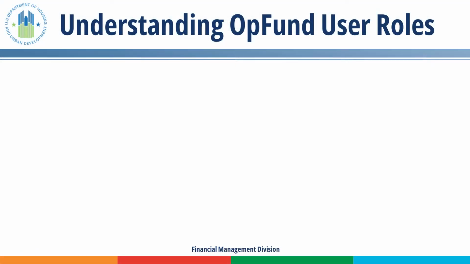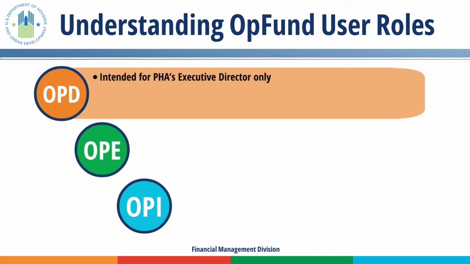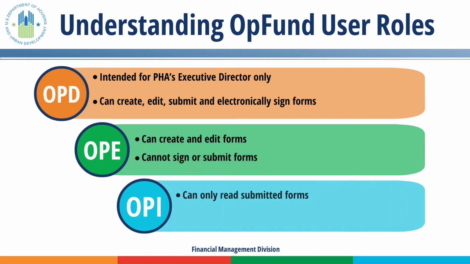The OpFund web portal designates three types of user roles: OPD, OPE, and OPI. The OPD user role is intended for a PHA's executive director only. This user can create, edit, and submit the forms and electronically sign them. The OPE user can create and edit forms, but they can't sign or submit the forms. The OPI user can only read submitted forms. They can't create, edit, sign, or submit forms.